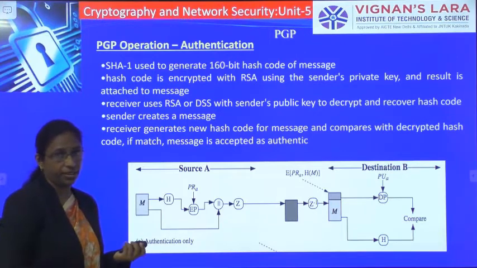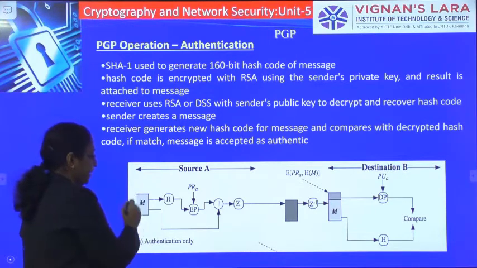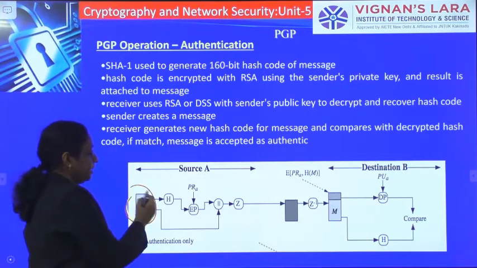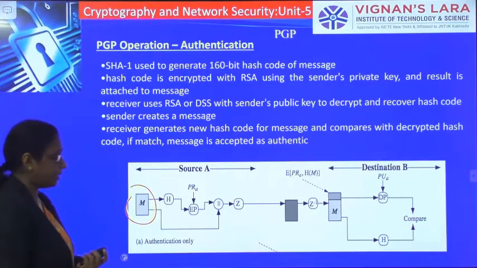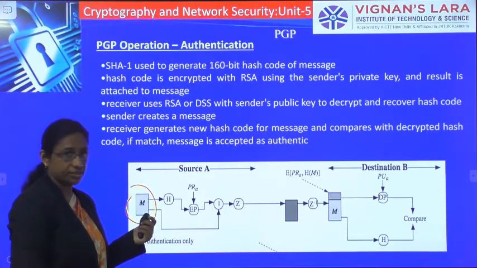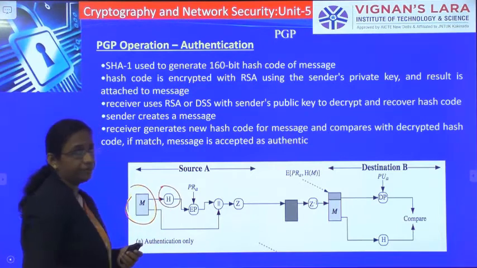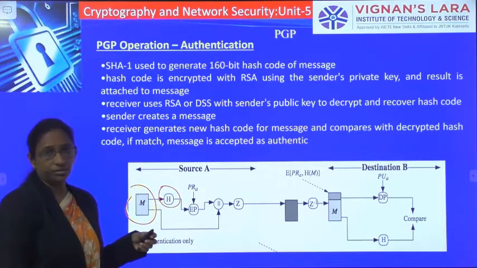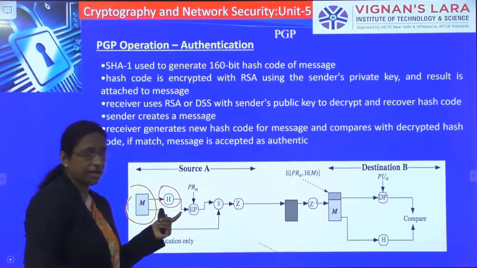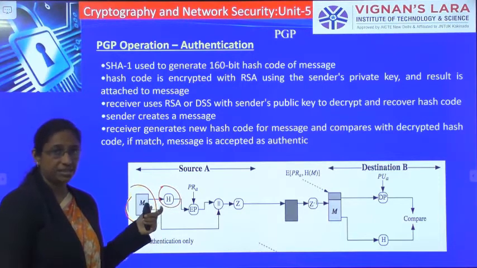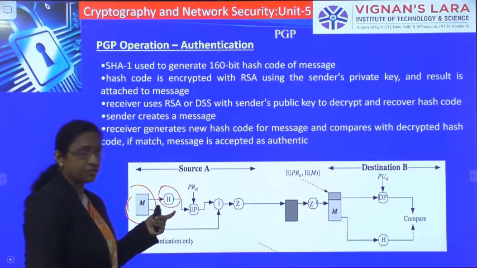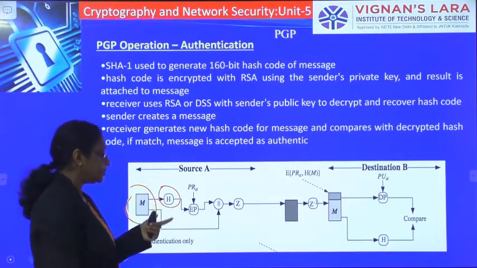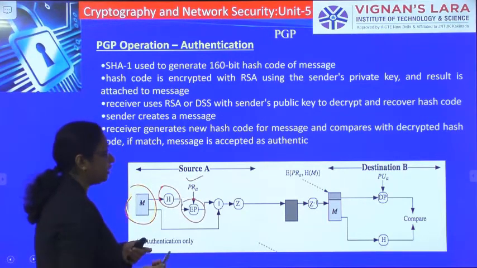What the source will be doing is that PGP will take the message M, and by using the SHA algorithm on the message M, a hash value will be generated. This hash value acts as a signature for authenticating. Since this hash value has to be used as a signature, it is encrypted with the private key of the source.